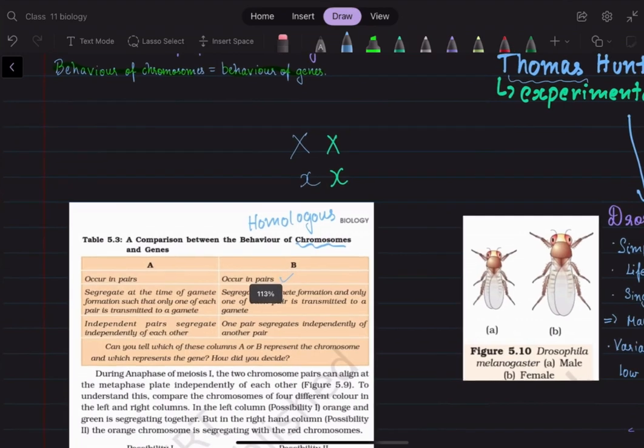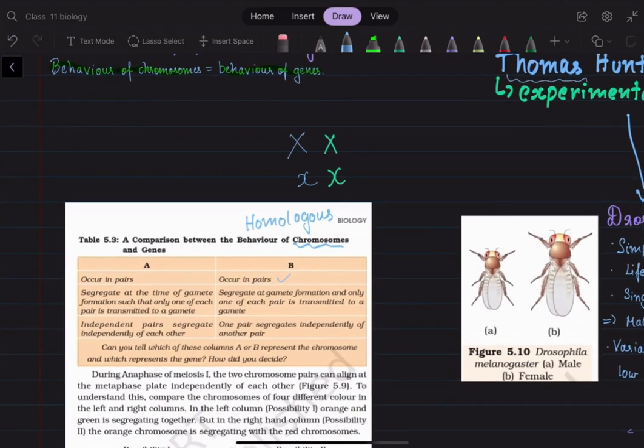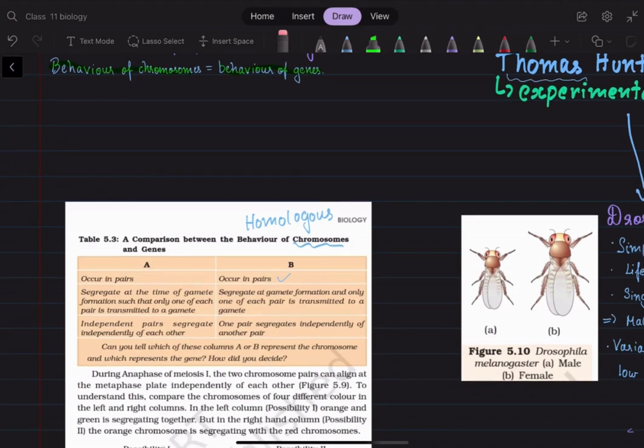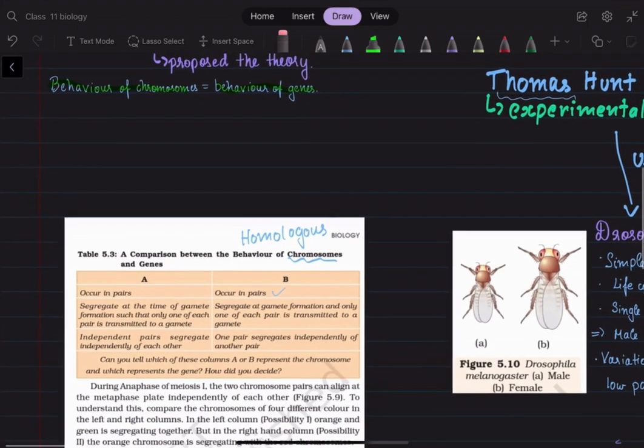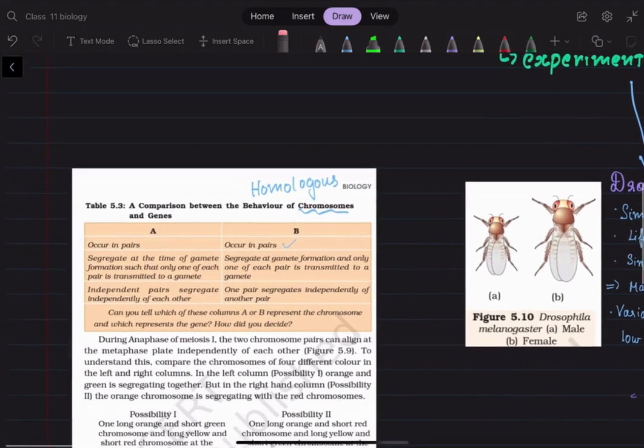The homologous chromosomes separate at the time of gamete formation, that is during meiosis. They pair with each other like this, and later they separate during gamete formation, that is during meiosis itself, right? So even the genes that we see segregate at gamete formation, and only one of each pair, that is only one allele, is received, that we saw in the law of segregation.